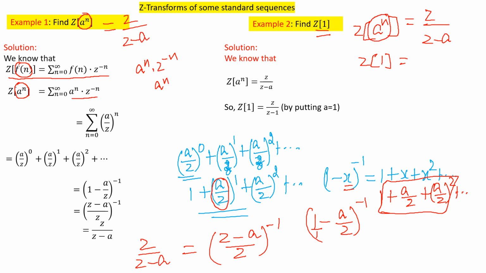So this one I can write 1 to the power n. 1 to the power n is nothing but 1. So that means in place of a, I can substitute the number 1. So we have z by z minus 1.